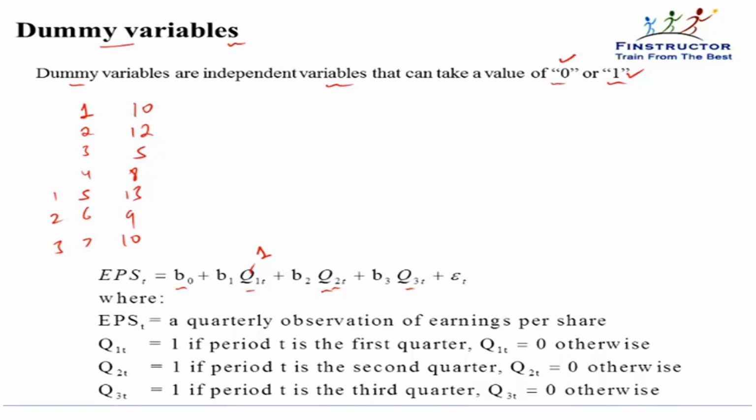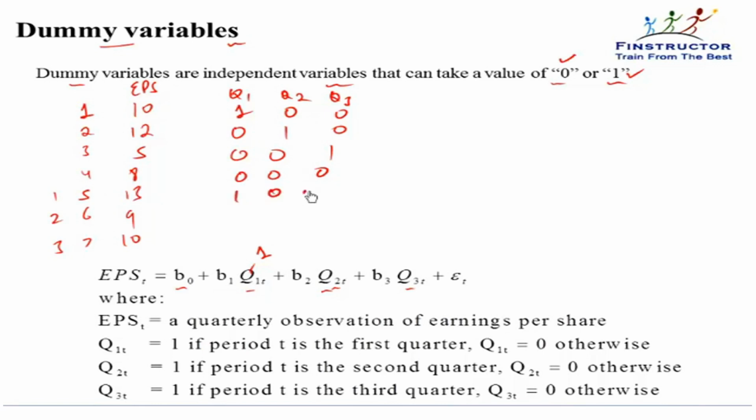So if I'm in the first quarter, this is the value of the EPS, the historical value. The value of Q1 would be 1, Q2 would be 0, and Q3 would also be 0. Similarly, in the second quarter, Q1 would be 0, Q2 would be 1, Q3 would be 0. In the third quarter, Q3 would be 1. In the fourth quarter, all three would be 0.